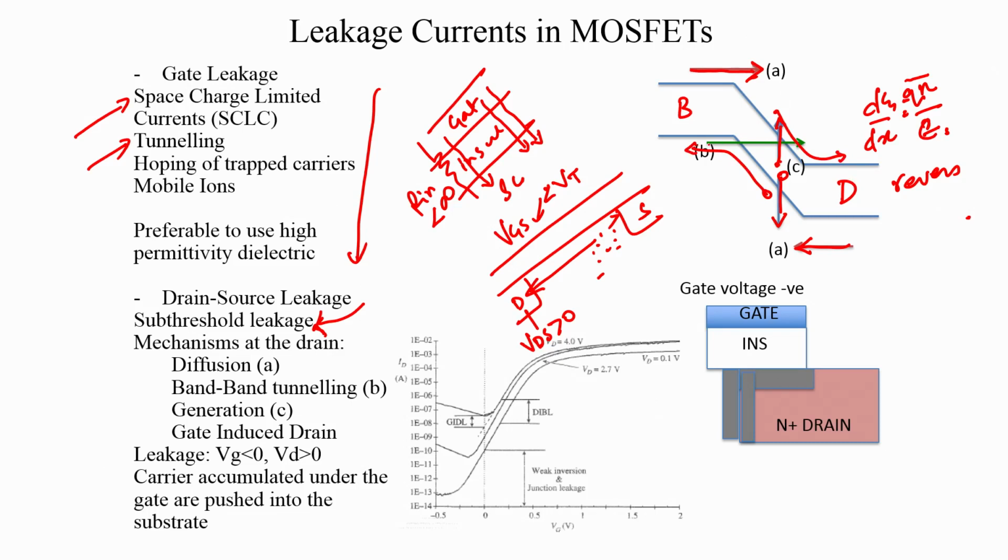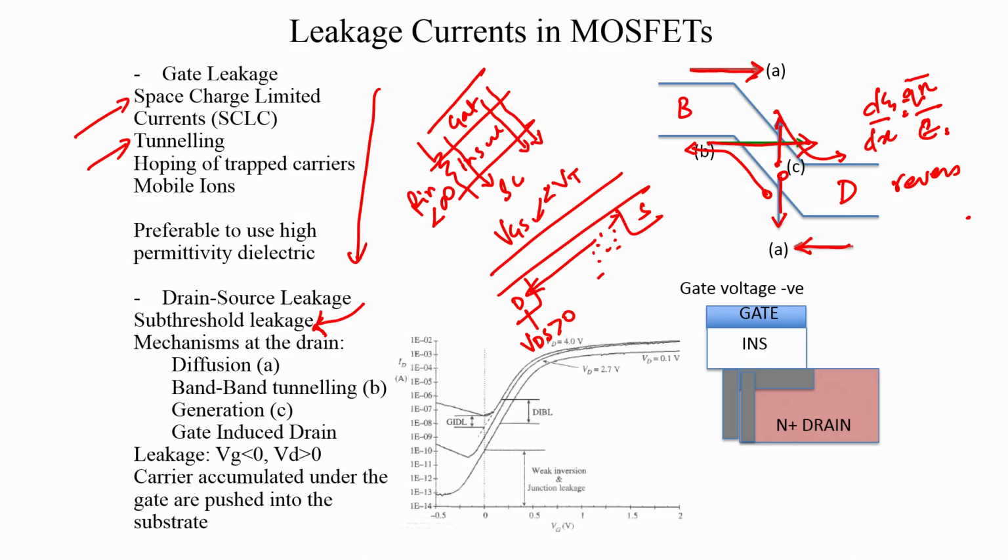And then you do have something called band to band tunneling, which is essentially the tunneling of carriers from the p side to the n side, okay. So, that is another mechanism, okay.